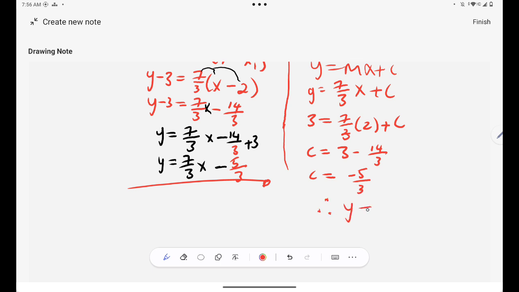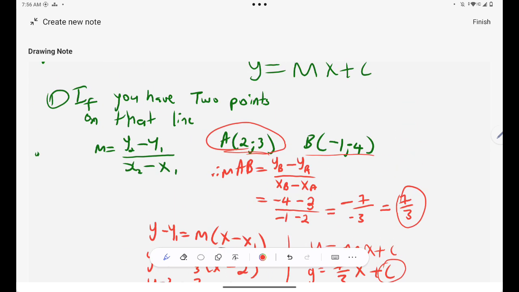Therefore, y is equal to 7 over 3x. Now I know the value of c. I'll just write negative 5 over 3. Are you together? So whenever you have 2 points, this is how you find the gradient. And when you have the gradient, you can easily find the equation of the line.